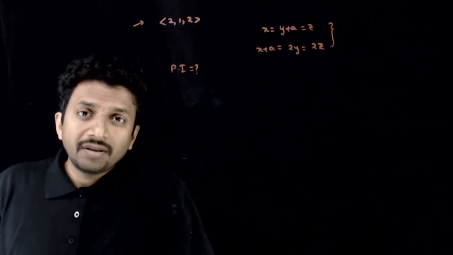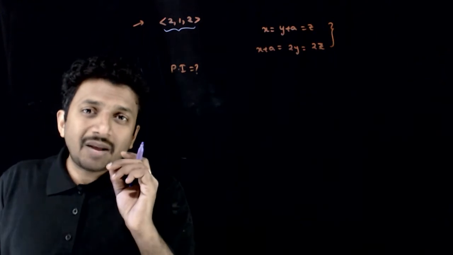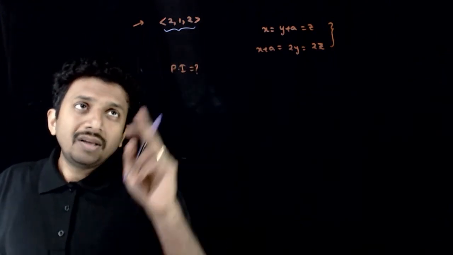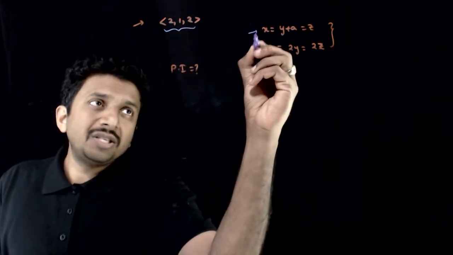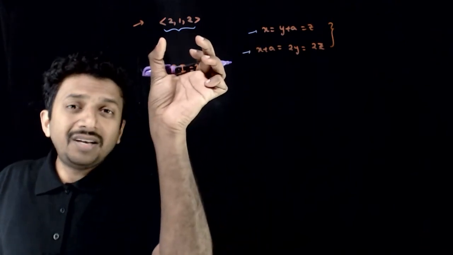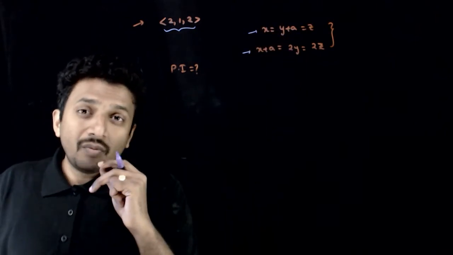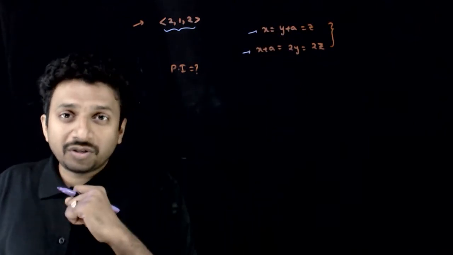So welcome students. In this question you're given a line whose DRs are proportional to 2, 1, 2, which meets these two lines. That is, a line with DRs 2, 1, 2 meets these two lines. If that is so, what should be the coordinates of the points of intersection?